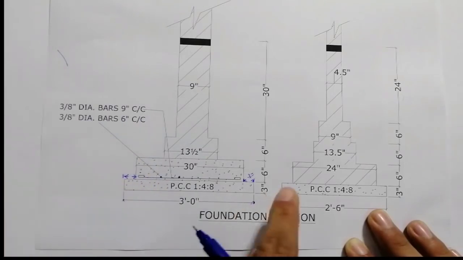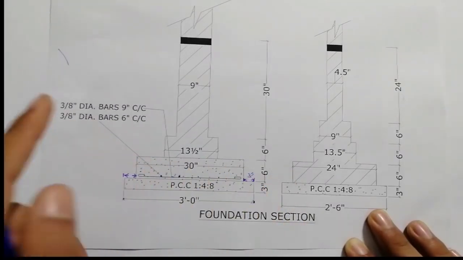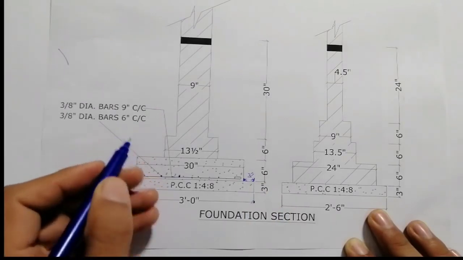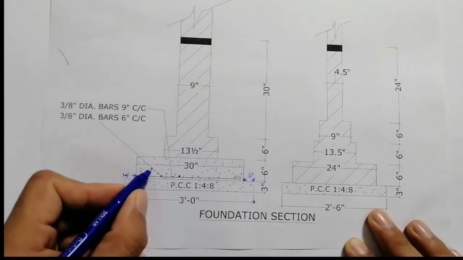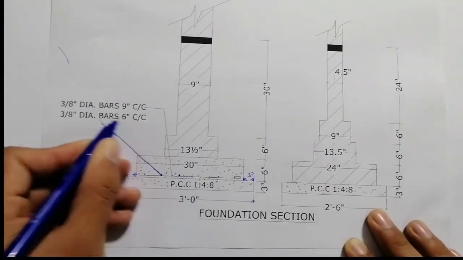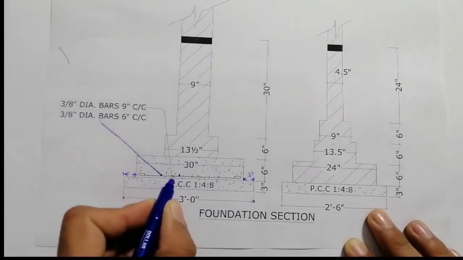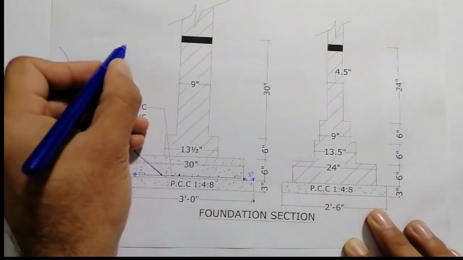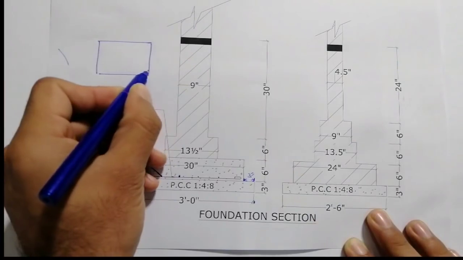Now here are also main bars and distribution bars, right? But here you can see the main bar spacing is 6 inches because you can see this one. Its spacing is 6 inches, but dia is the same also for the other layer, because this is the section from top. Now you will clear your concept easily.